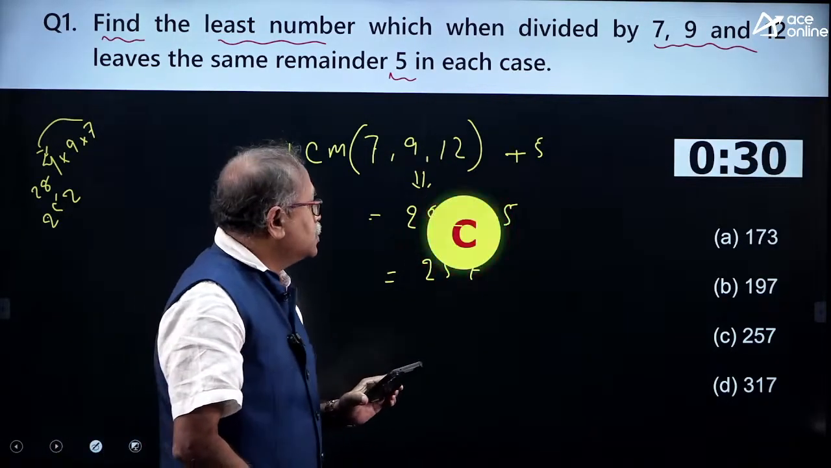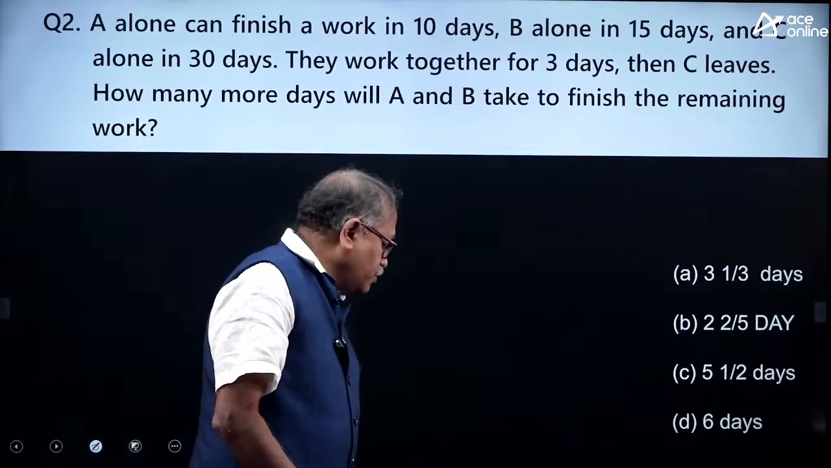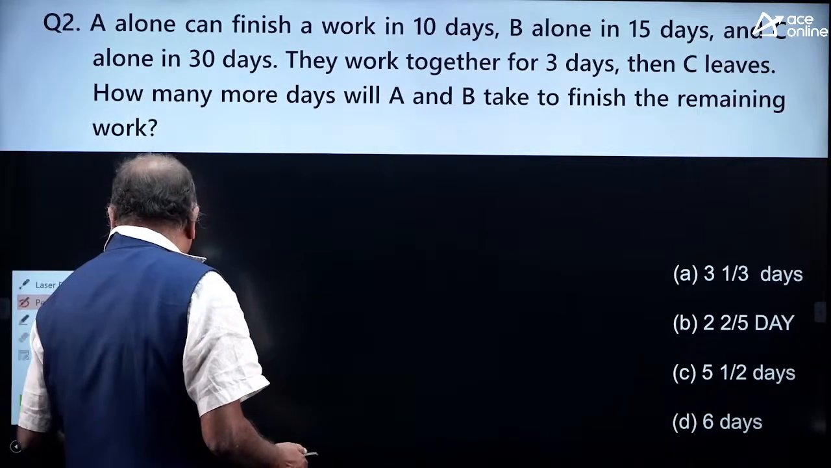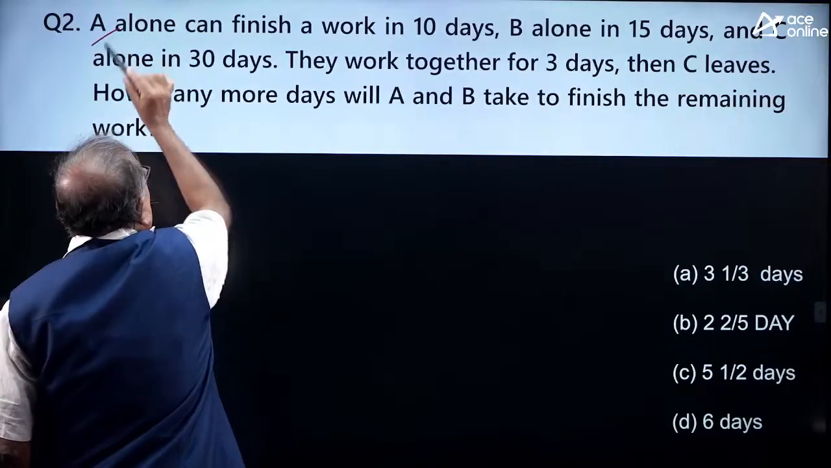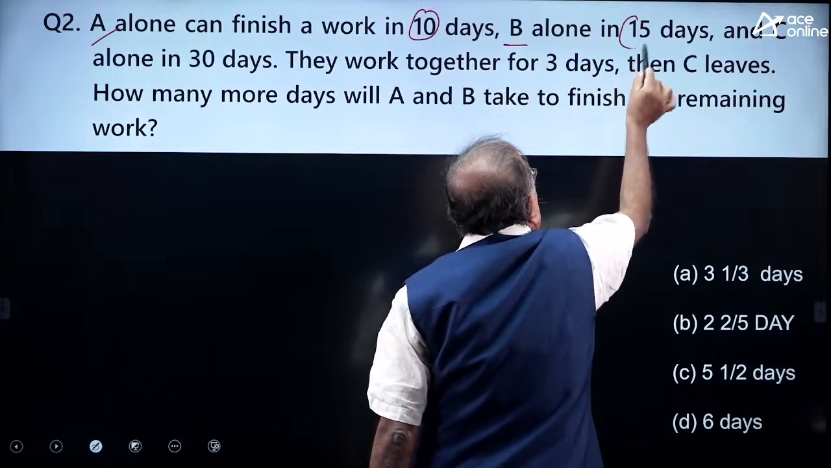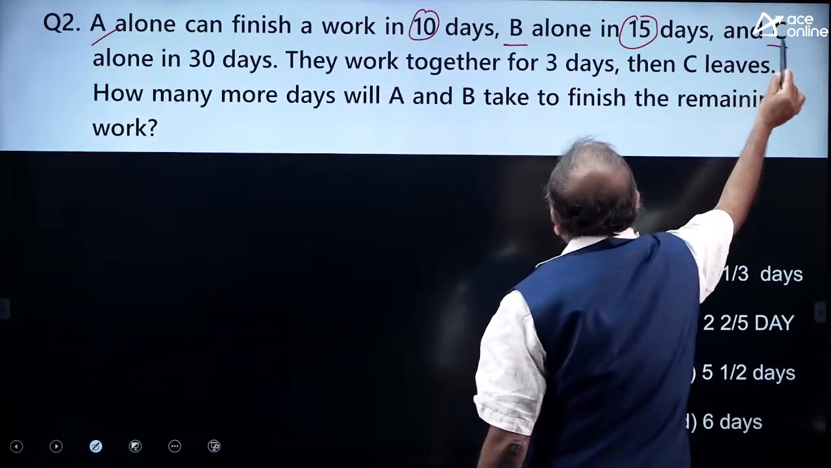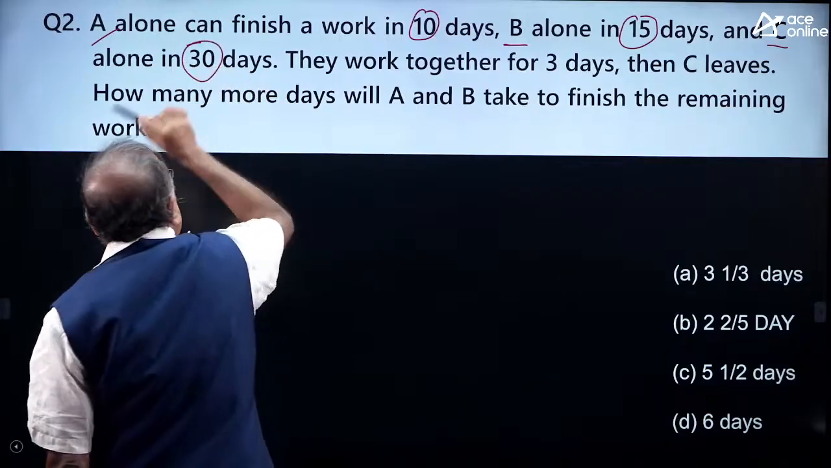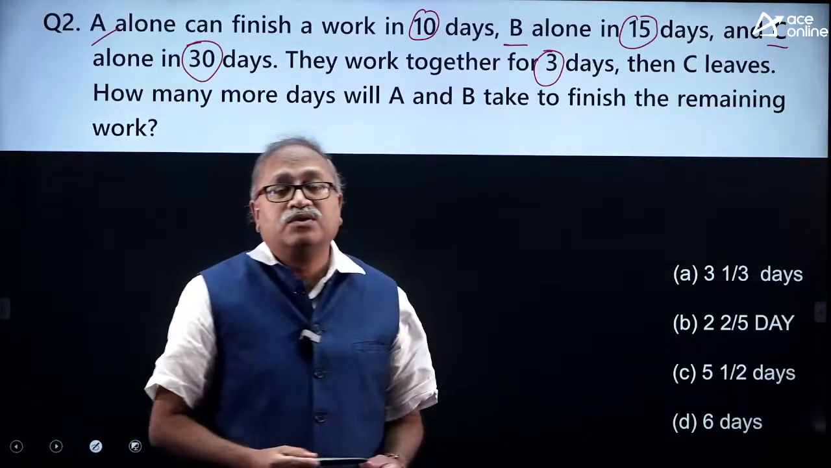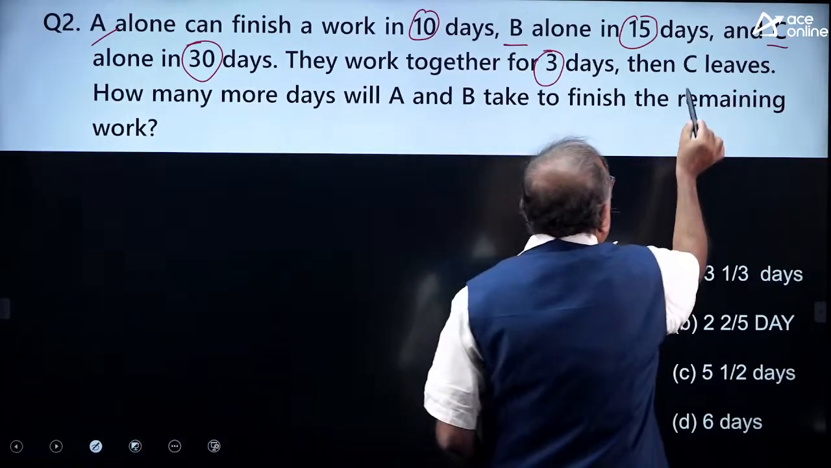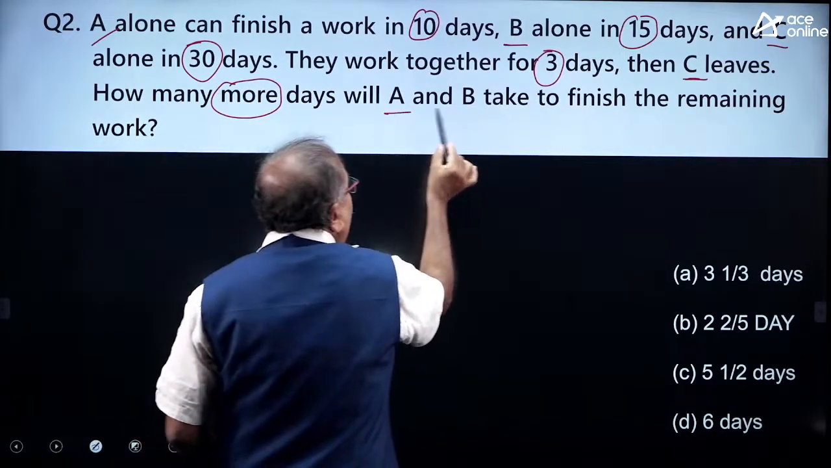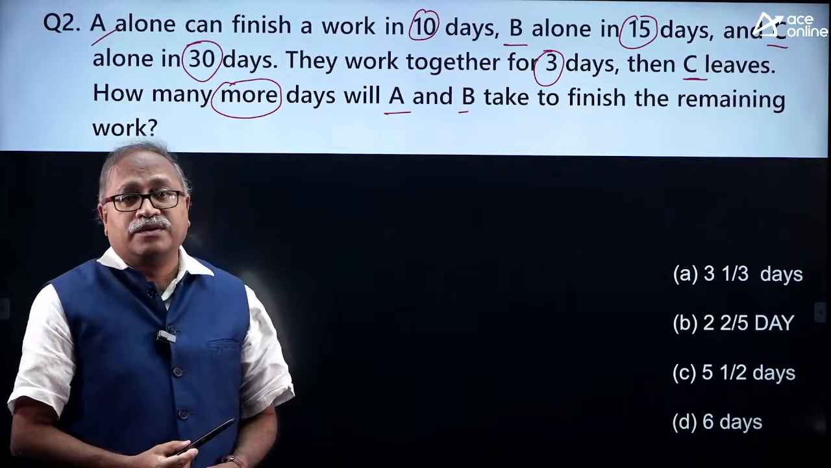I am moving on to the next part, and the second question on your board is this. All these questions are useful from the exam point of view. Look at this one. A alone can finish a work in 10 days, B alone can finish the same work in 15 days, and C alone can complete the same work in 30 days. A, B and C work together for 3 days, and then C leaves. How many more days did A and B take to finish the remaining work?